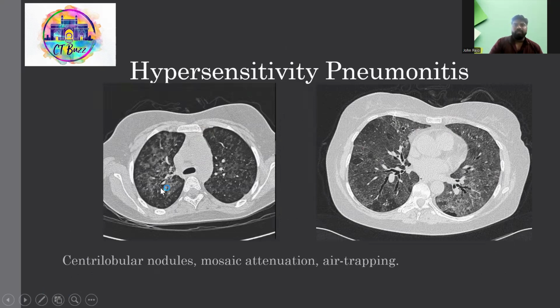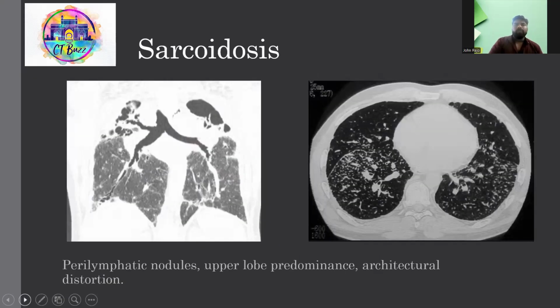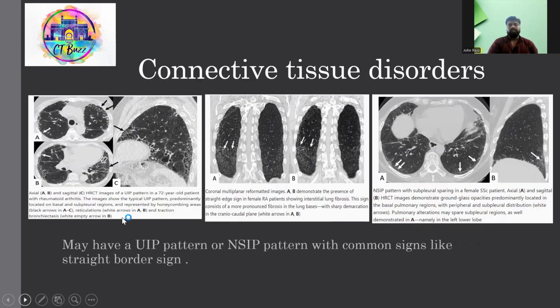Then in hypersensitivity pneumonitis, there were centrilobular nodules with mosaic attenuation and air trapping, which can be better evaluated in the expiratory film, as we said earlier. Then sarcoidosis, basically perilymphatic nodules with upper lobe predominance and architectural distortion is seen here. Connective tissue disorders may have a UIP pattern or NSIP pattern, as seen in figure 1 and figure 3 respectively. There can also be common signs like the four corner sign and straight border sign, as you can see here.